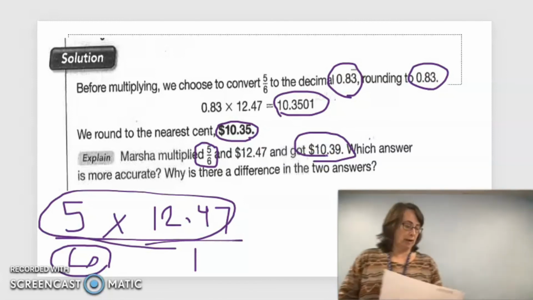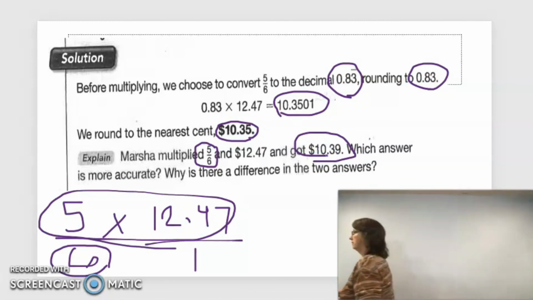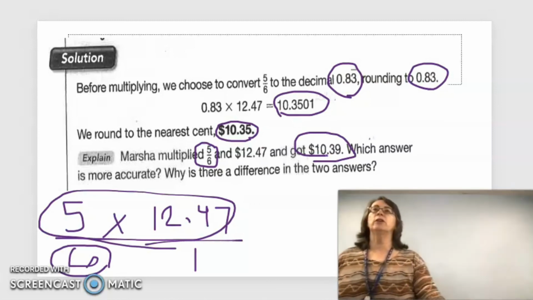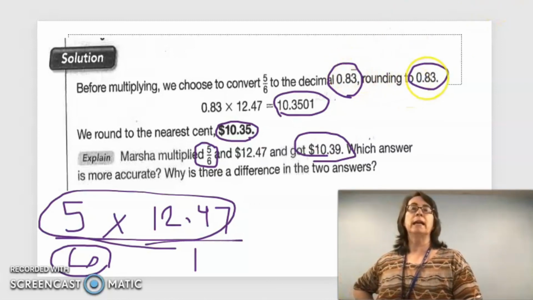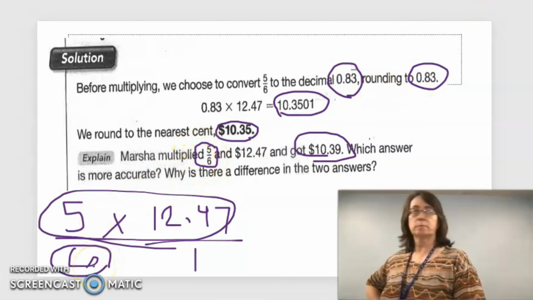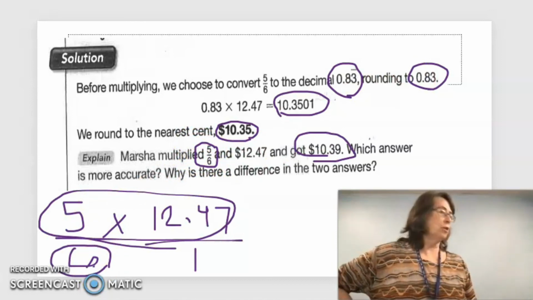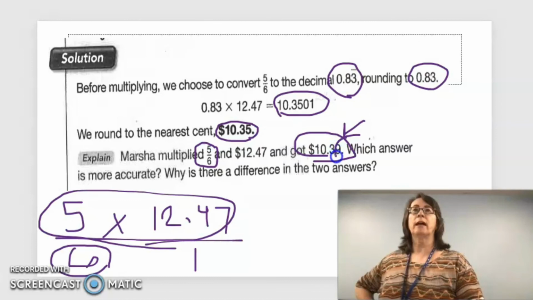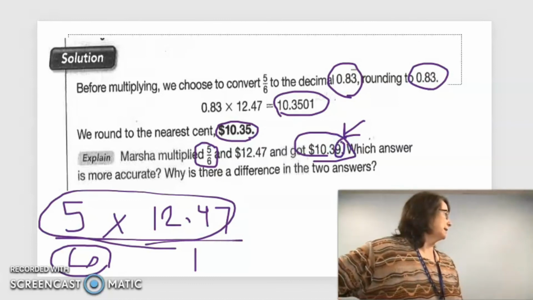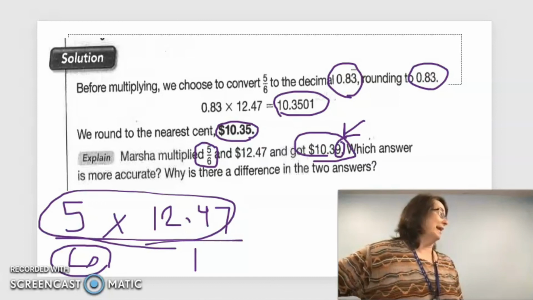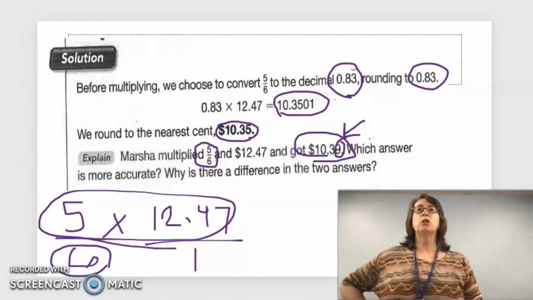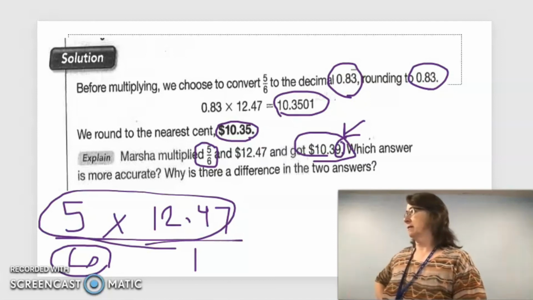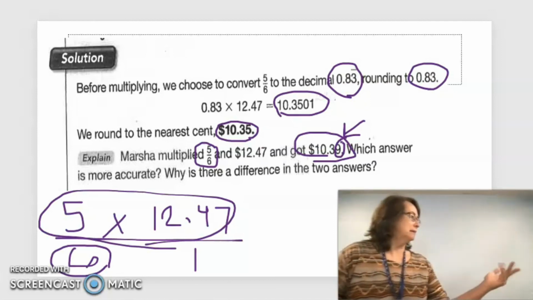Which answer is more accurate? Which one do you think is more accurate? All right, guys, which is more accurate? The one where you rounded at the beginning of the problem, or the one where you rounded at the end of the problem? What are they going to round on this problem? Aren't they just going to round that last digit, right? Because they're rounding at the very end of the problem. Which one would you bank on being more accurate? Come on, guys.